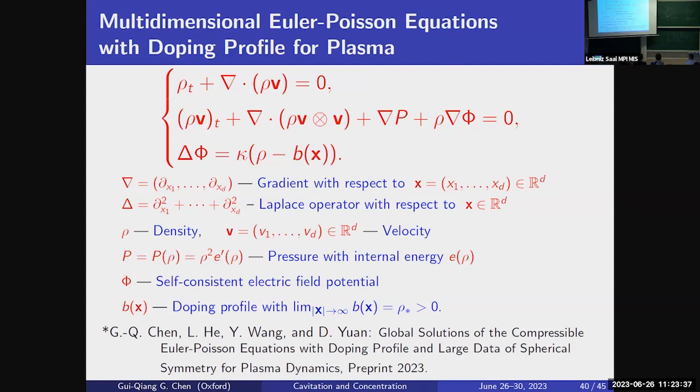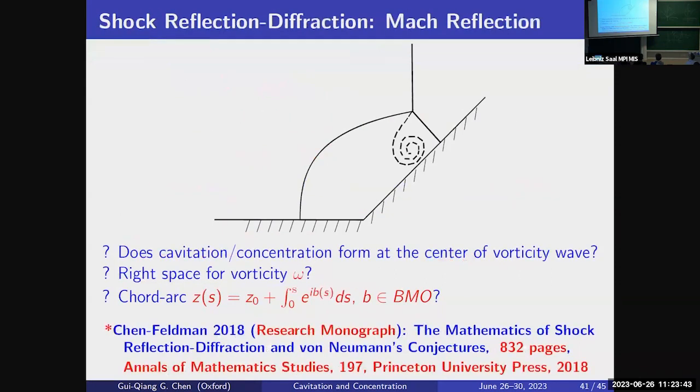to show you cavitation and concentration, those phenomena that occur in different degrees. But those kinds of problems also occur in other problems, like for example, shock reflection-diffraction problems. If the wedge angle is smaller, then they form four-wave configurations, then form a vorticity wave here. So the question now: does cavitation or concentration form at the original vorticity wave? Or in the large space of the vorticity? Or those various questions also occur there.